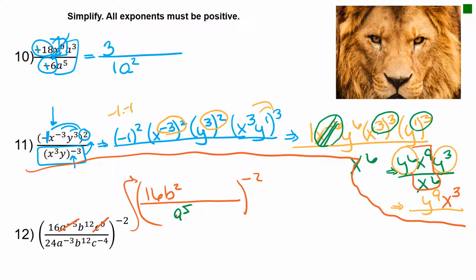The c to the 0 just equals 1, so I'm leaving it. 24 on the bottom, I'm leaving on the bottom. A to the negative third, I'm going to move to the top, make it positive, and then say it's gone. I have b to the 12th.